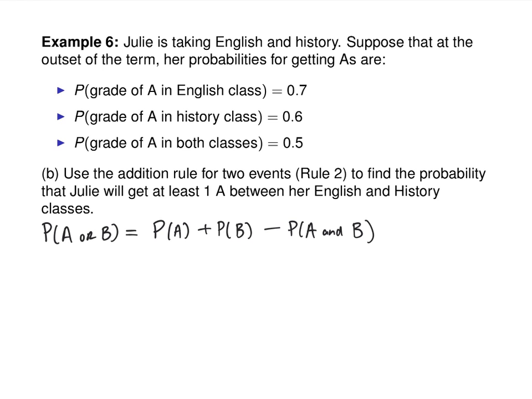So what's P of A? 0.7. P of B is 0.6, and you could see there, if you forgot the next part, you would get something that was bigger than 1, which would make no sense, right? Okay, and then minus 0.5. So the probability comes out to be 0.8. So good chances of getting at least one A.